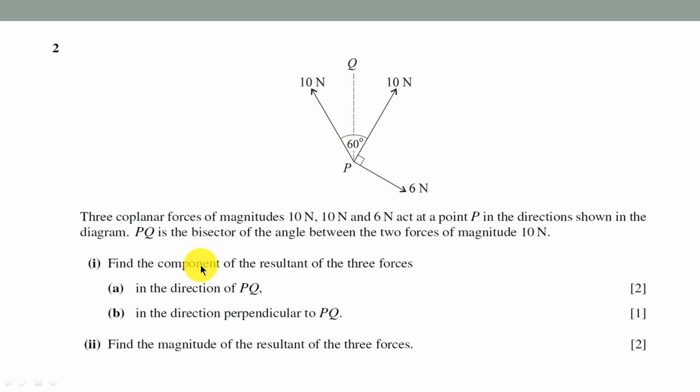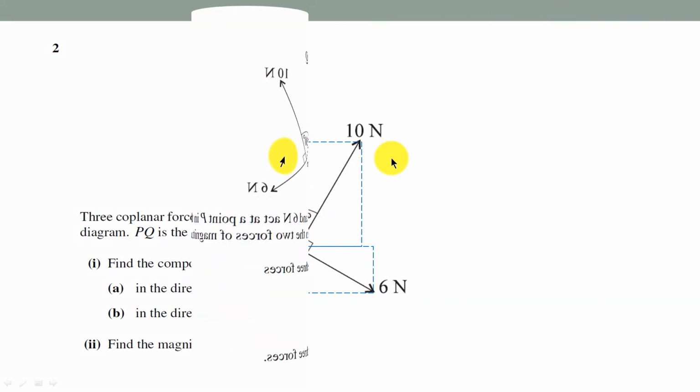We are required to determine the component of the resultant of the three forces in the direction PQ and in the direction perpendicular to PQ. And then in part 2, we are required to find the magnitude of the resultant of the three forces. So let's go back to the diagram here.